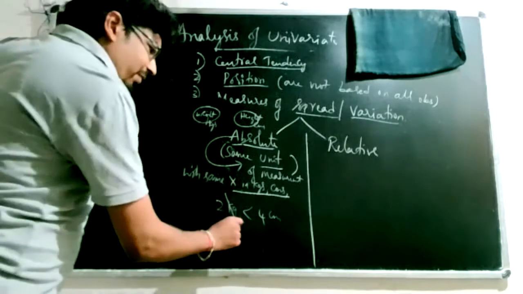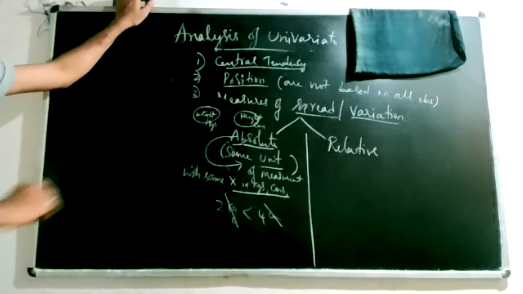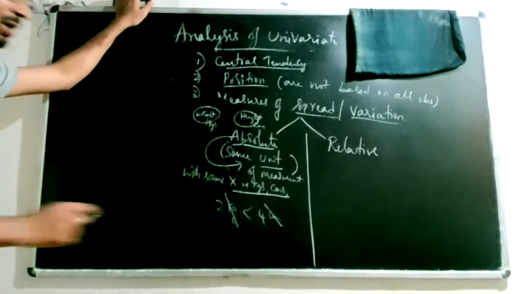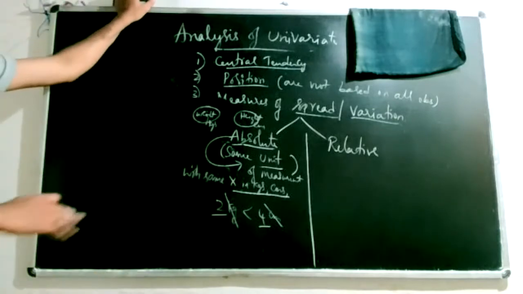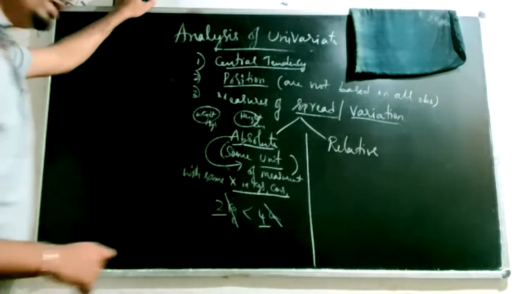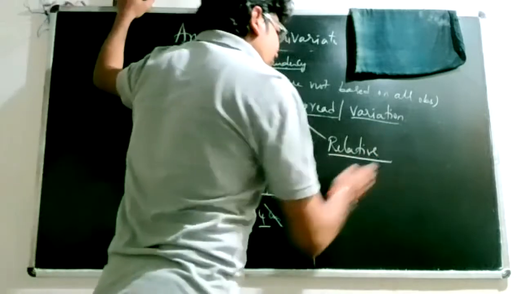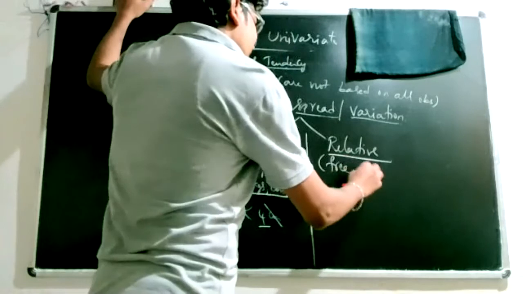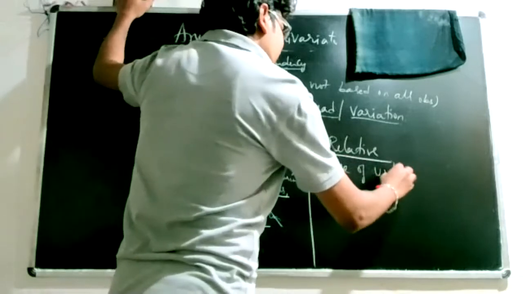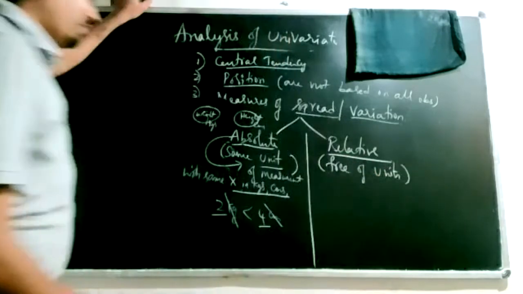So we have to come up with a measure which doesn't carry the unit of measurement, so that if you have pure mathematical numbers, real numbers, then the comparisons can be easily made. So we define another set of measures of spread, which are relative measures, and they don't carry the unit of measurement. They are unit free.